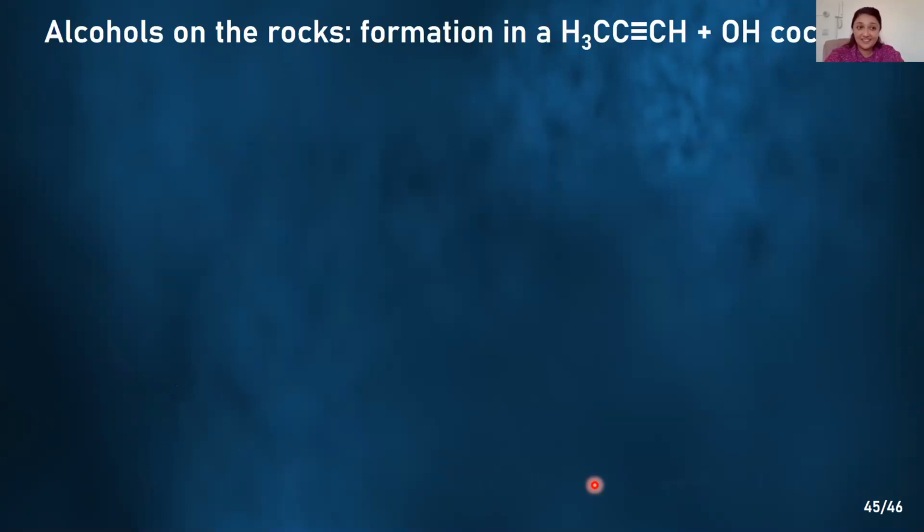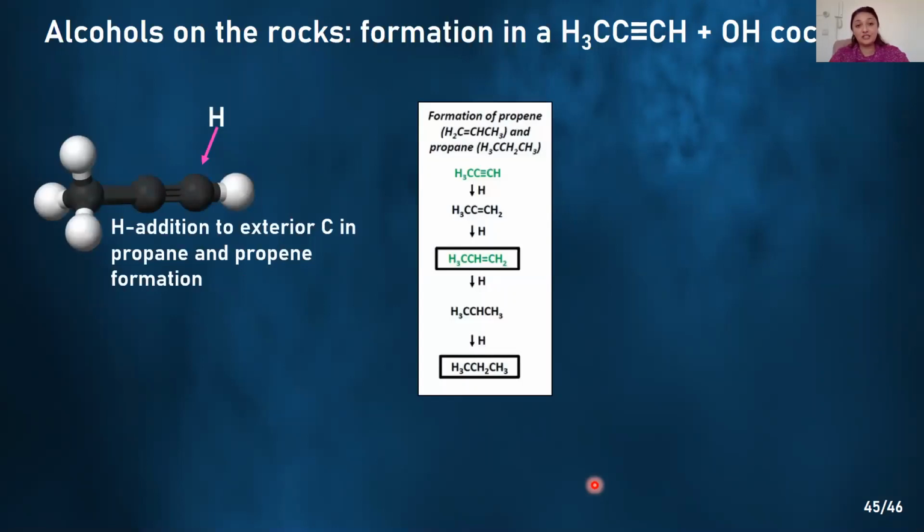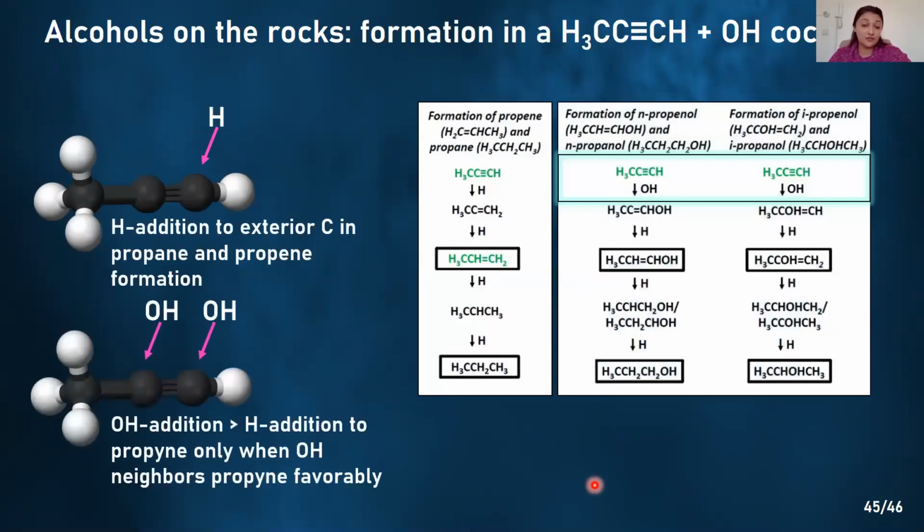I'm not going to discuss the computational calculations that were performed by my collaborator, Tanya Lamberts, here in Leiden, but rather I'm just going to give you her final results and my final results and how they come together to form a formation network. Since the barrier for hydrogen addition to the exterior carbon is lower than hydrogen addition to the interior carbon, hydrogen addition to the exterior carbon is the most likely pathway to propene and propane formation. Because of the much lower activation barrier, we find that OH addition is more likely than H addition to propyne, only when OH is very close to propyne and oriented in a favorable position for reaction.